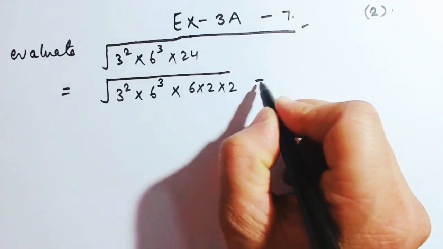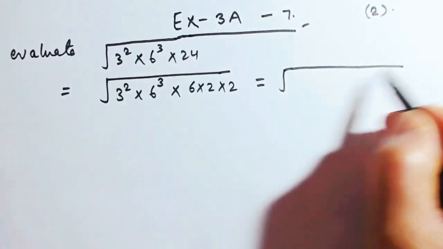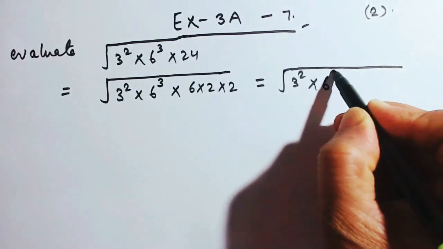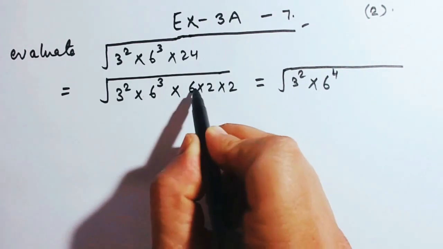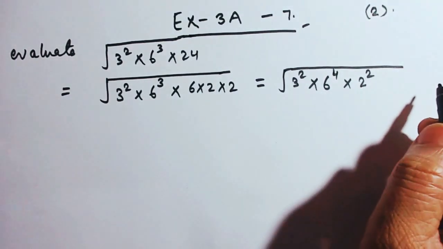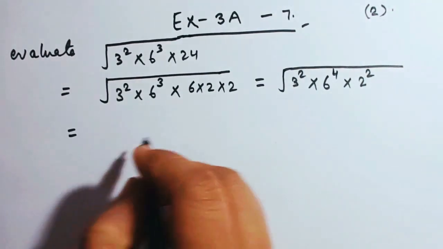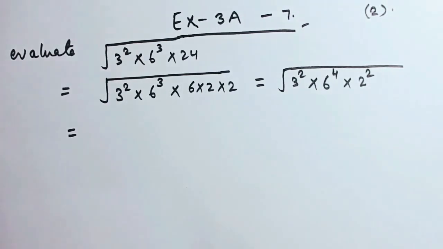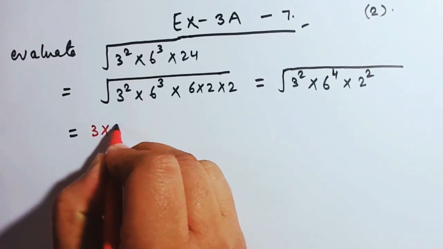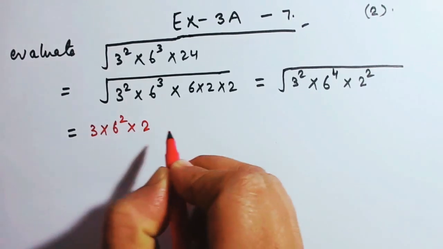So here I get 3 square, the power is even; 6 cube into 6, that is 6 to the power 4, the power is even; and 2 square, the power is even. So the square root of 3 square will be 3. Square root of 6 to the power 4 will be 6 square, and 2 square will be 2.